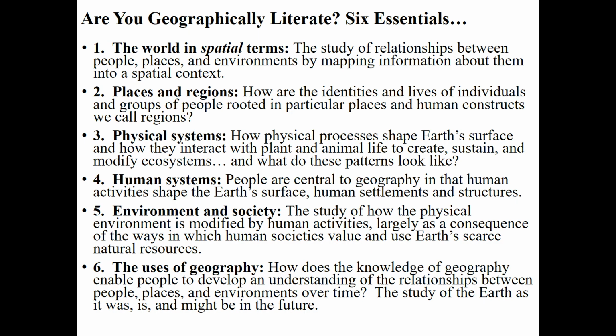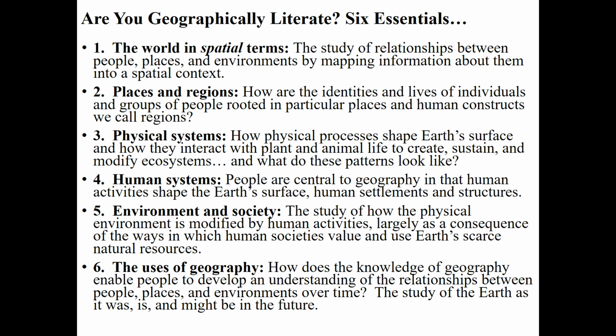Those 6 essential elements that I just mentioned, they want to look at the world in spatial terms. If you remember from the last video, spatial and geographical are essentially just interchangeable terms. So we're always looking at spatial patterns. Places and regions. You'll notice that those are 2 of the 5 themes. So we talk about the identities of the people who live in a particular part of the world. Can we look at common characteristics? Because all regions have common characteristics.